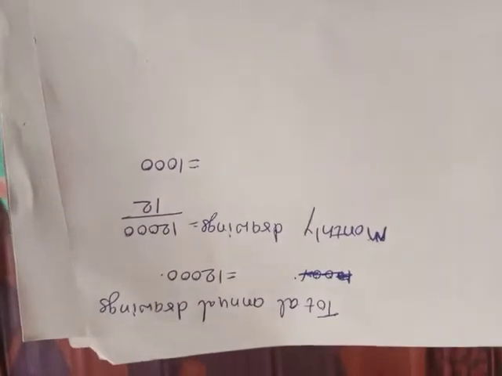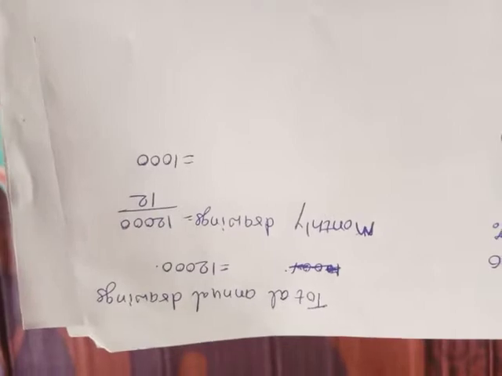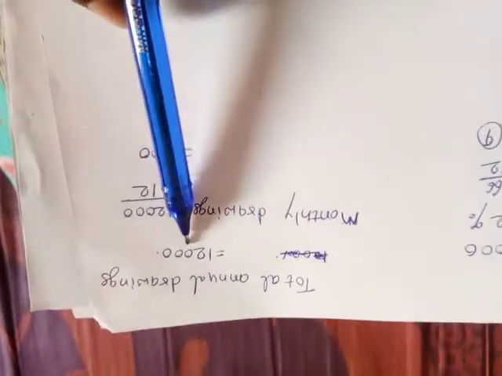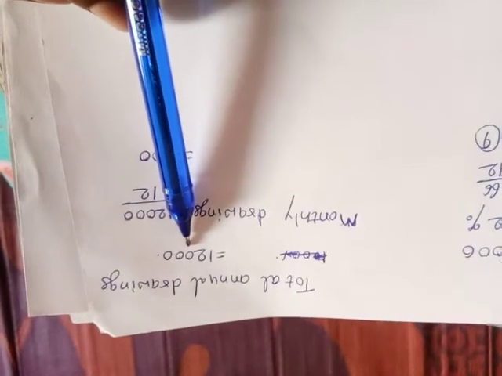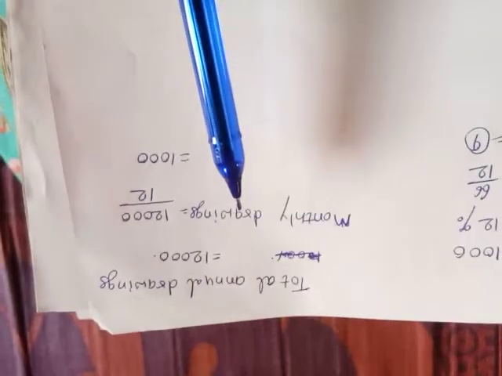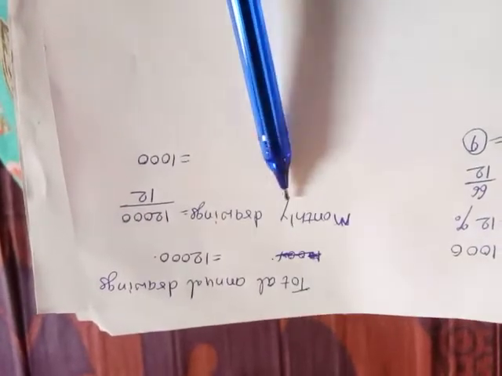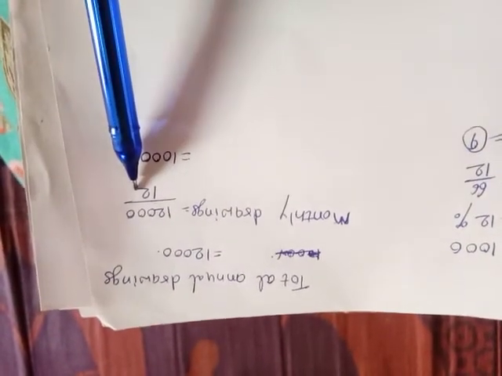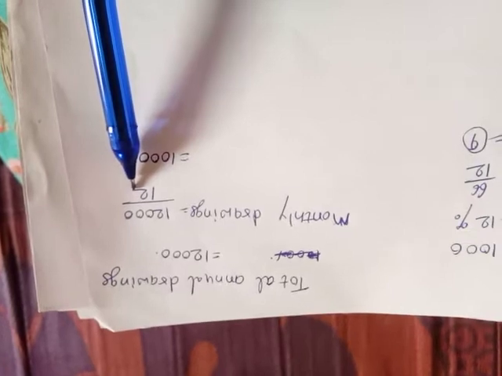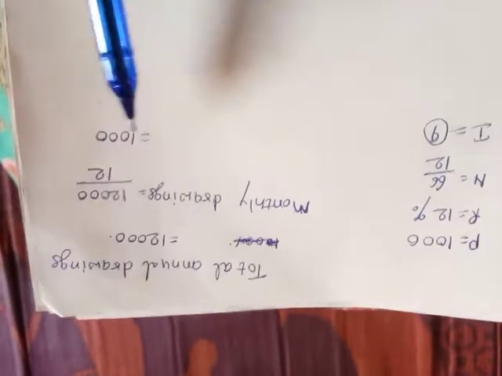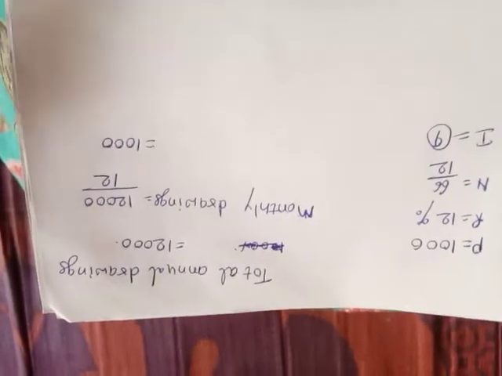In this sum, first of all, total annual drawings that is 12,000 is given. But here we do not require annual amount, we require monthly amount. So how to calculate monthly amount? Monthly drawings is equal to 12,000 upon 12. In a year there are 12 months, so 12,000 divided by 12. So 1,000, that is monthly drawings.